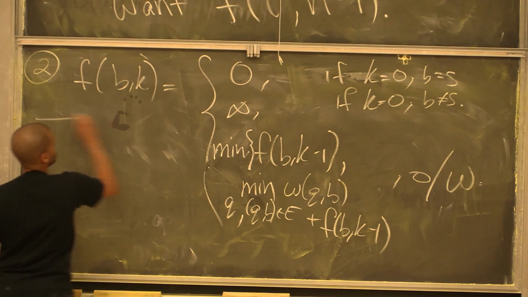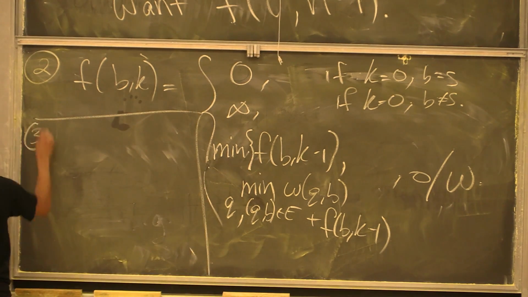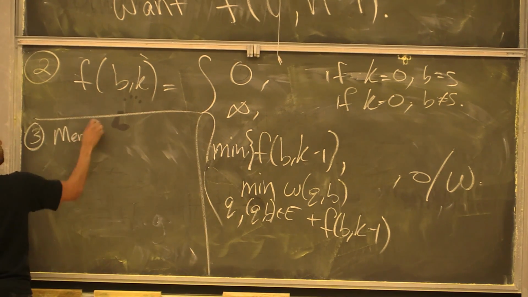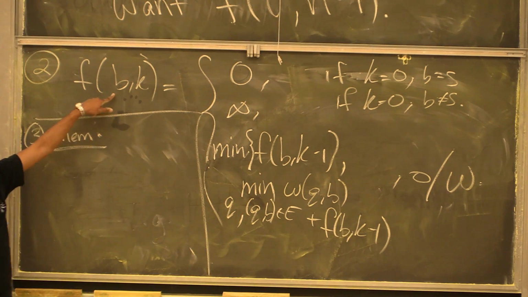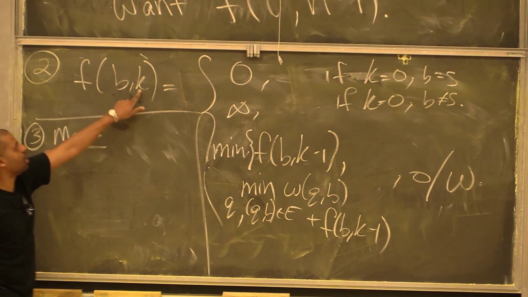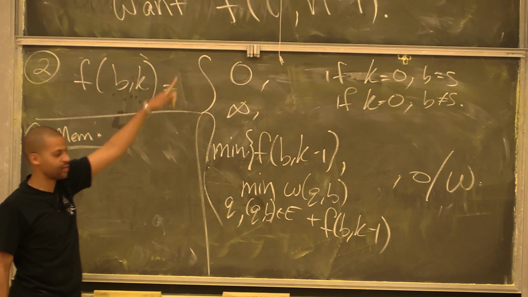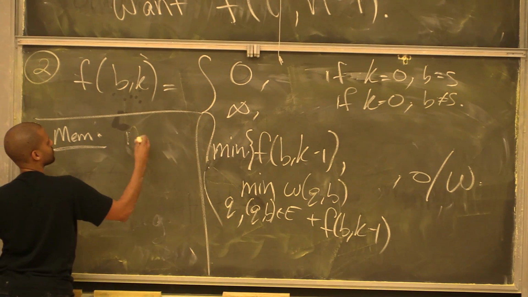What's the memory? There are n possibilities for b because b is a vertex. I initially called k being n minus 1, so there are n possibilities for k. So n squared.